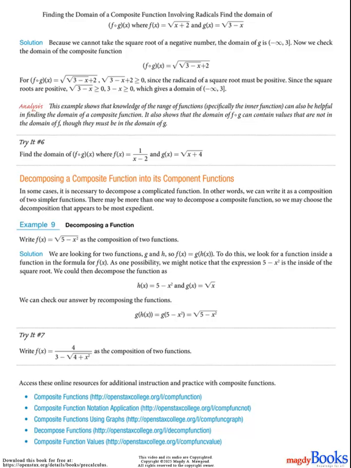Try it number 7. Write f of x equals 4 over 3 minus square root of 4 plus x squared as the composition of two functions.